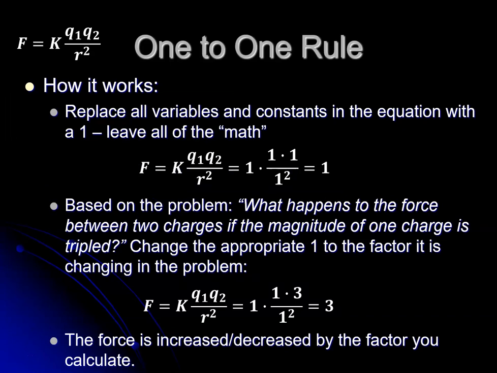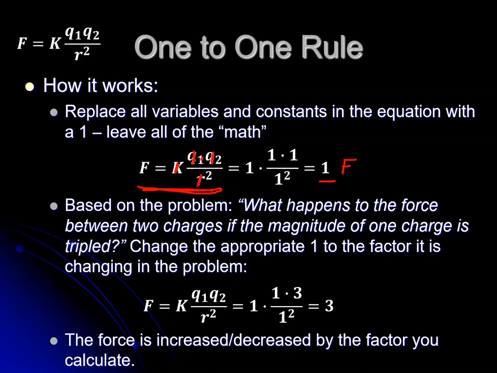We take our equation, so here's our Coulomb's law equation, and we replace every single one of the variables and constants in the equation with a 1, but we leave the math. So the K becomes a 1, Q1 becomes a 1, times Q2 becomes a 1, divided by 1 squared. So this is what it looks like. 1 times 1 divided by 1 squared. And if I do all that math, that becomes 1. This is basically my basic force. So this is what my force was without any changes originally in the beginning.